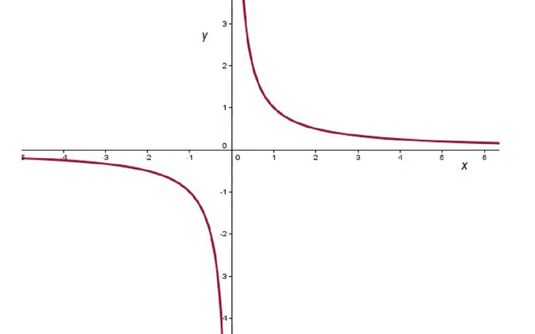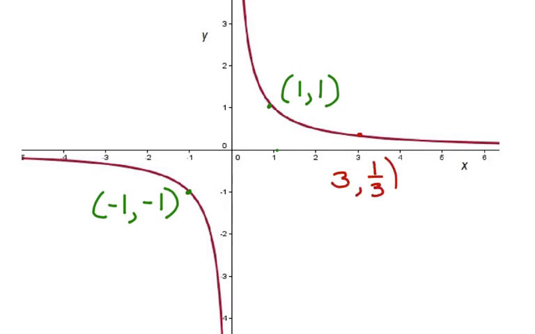Let's start off by going to -1 all the way down to here, and we're at about -1. So here I have -1, -1. Let's go here. I have 1, I come up to here, and I'm at 1. 1, 1. Let's look at one more. I have 3 and about 1/3.